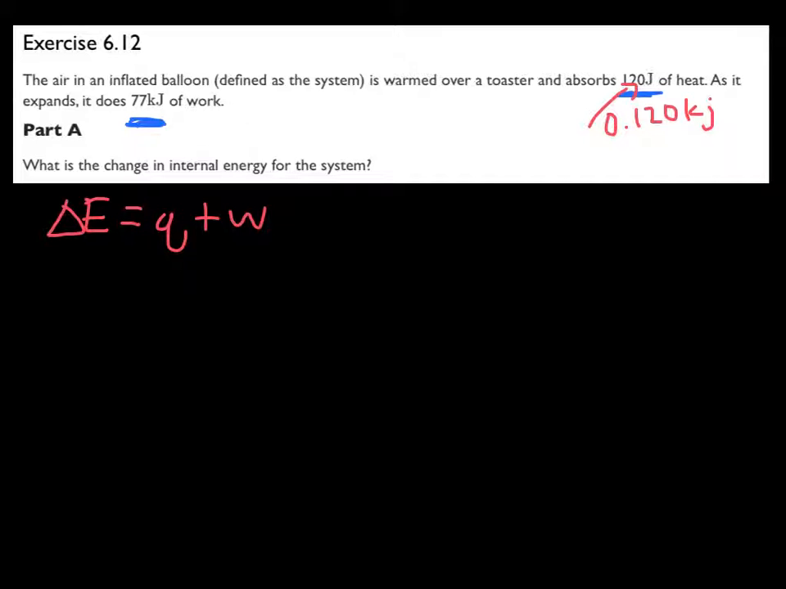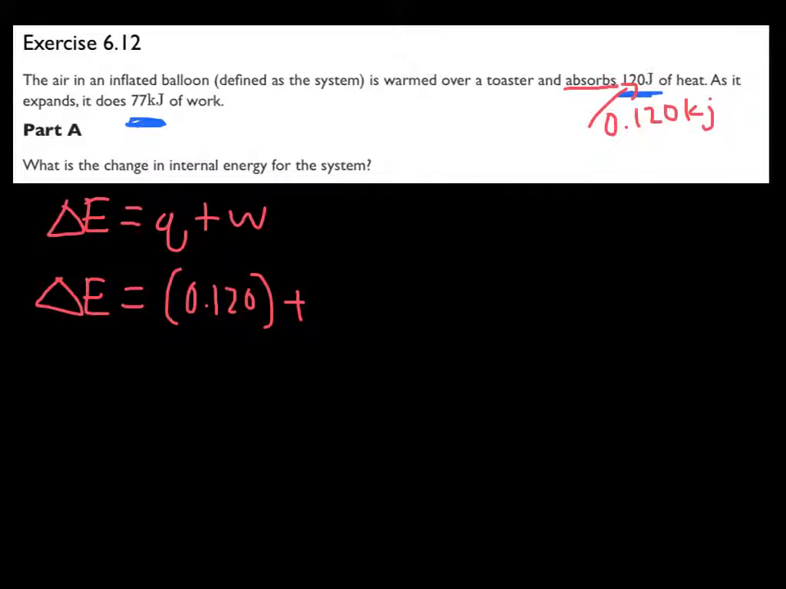The inflated balloon defined as a system is warmed over a toaster and absorbs. Absorbs is your key word there, right? 120 or 0.120 kilojoules of heat. So right then and there, we know one variable of this. Delta E equals 0.120 plus. Now, what's W going to be?